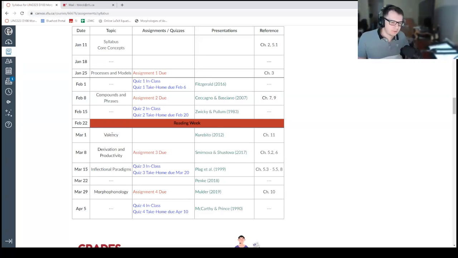After the reading week, we'll talk about valency. These are things like English passive affixation. I ate hamburgers, hamburgers were eaten by me, or hamburgers were eaten. In the active, you have two things, two noun phrases: I ate hamburgers. But in the passive, you have hamburgers were eaten, just one noun phrase. So you've gotten rid of one. Valency is really about removing or adding arguments into words. English does this through sentences, syntax. Other languages will do it just in the word itself.